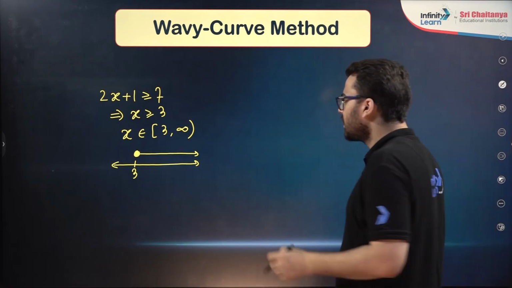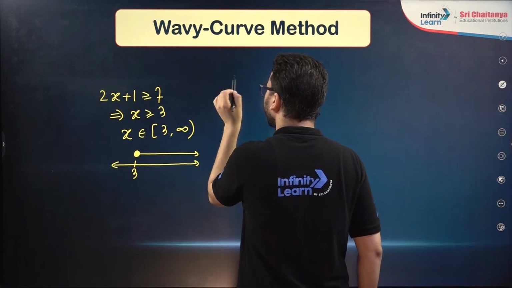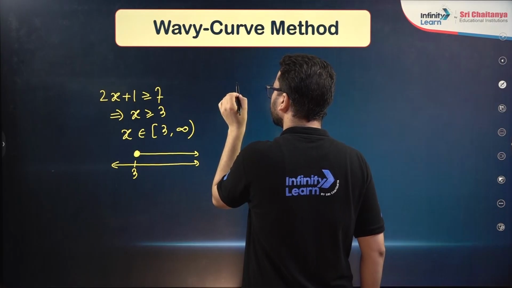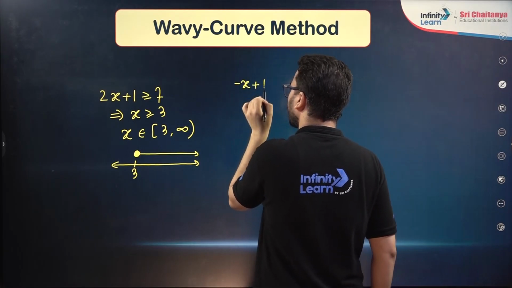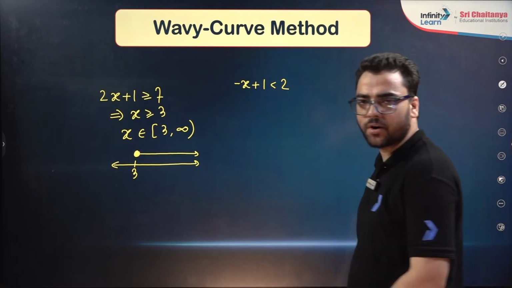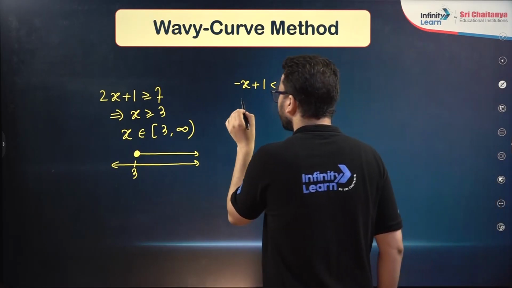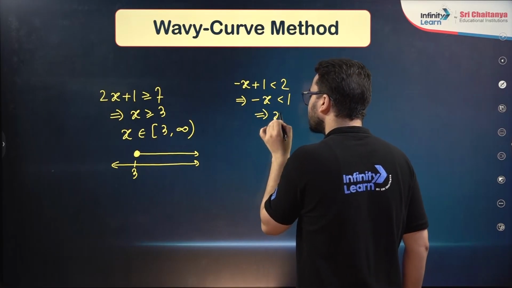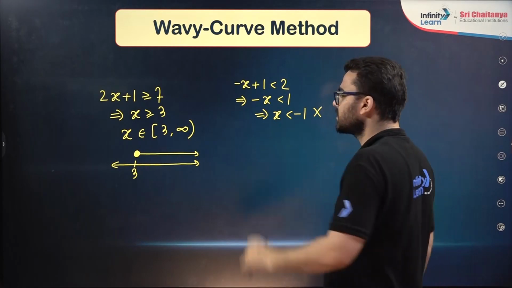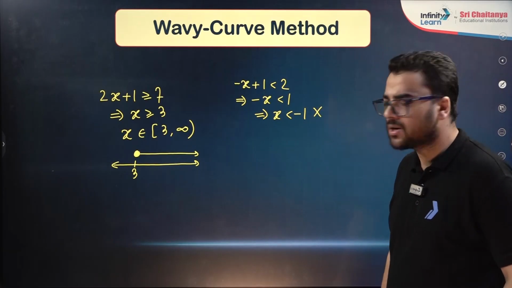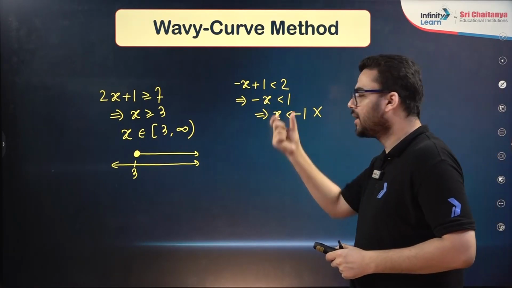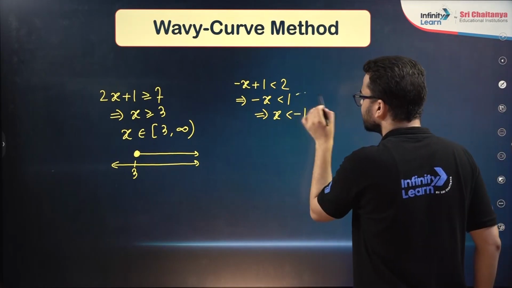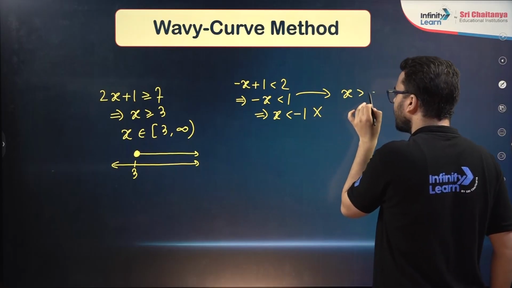Fine. But suppose I give you a question like this, a very simple one. What will happen? You might say that minus x is less than 1, so x is less than minus 1. That will be wrong to say. Because the moment you multiply or divide by a negative number, the inequality will change. So I'm getting minus x is less than 1 means x is greater than minus 1.